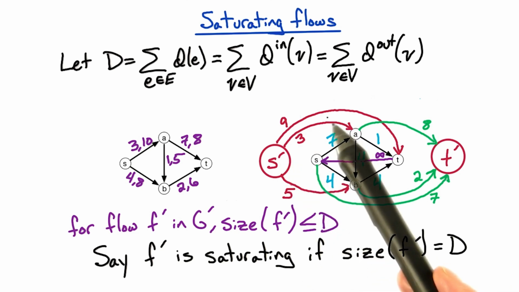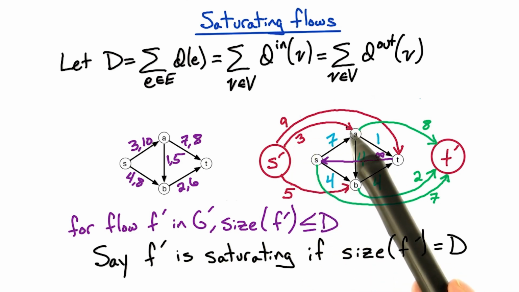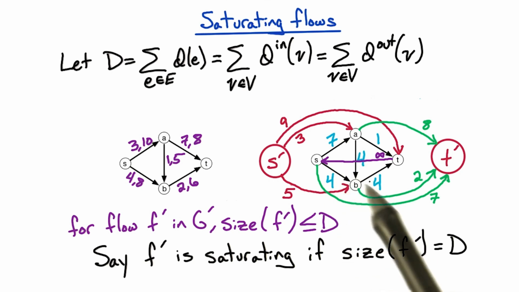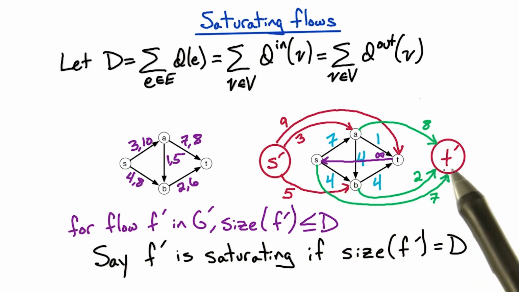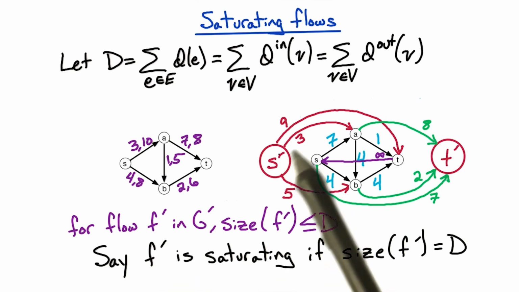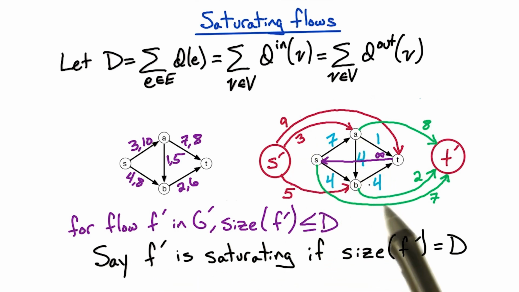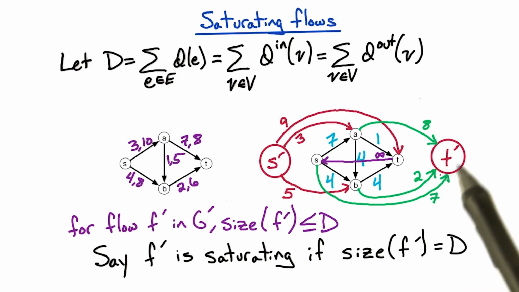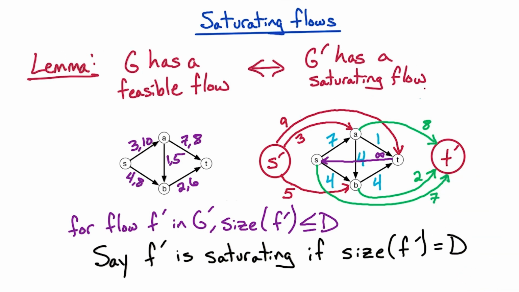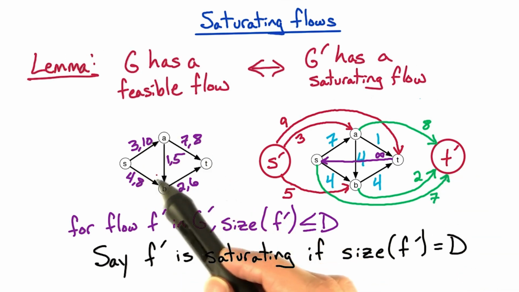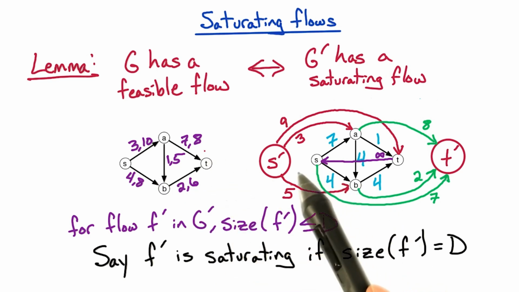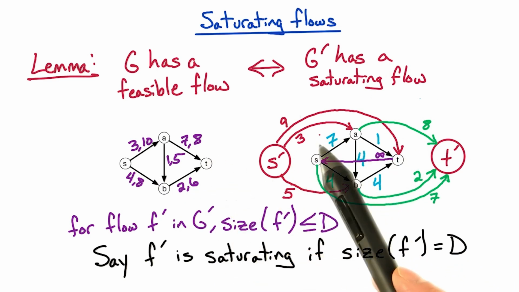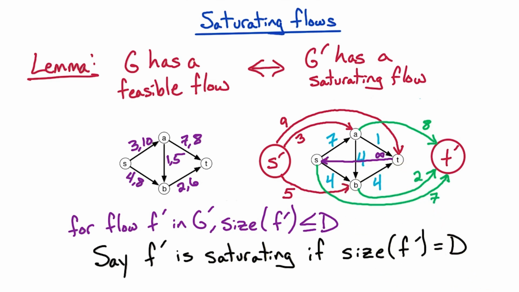So all of these edges out of S prime are fully capacitated. They're fully saturated. And all these edges into T prime are fully saturated. So in a saturating flow F prime, we've fully capacitated the edges out of S prime and fully capacitated the edges into T prime. What we're going to prove is that G, our original network, has a feasible flow if and only if this new network G prime that we constructed has a saturating flow.